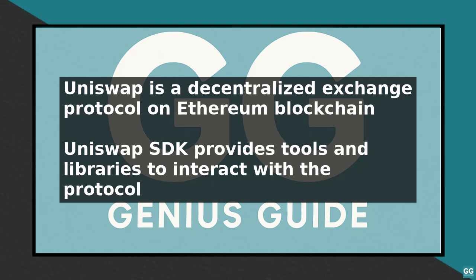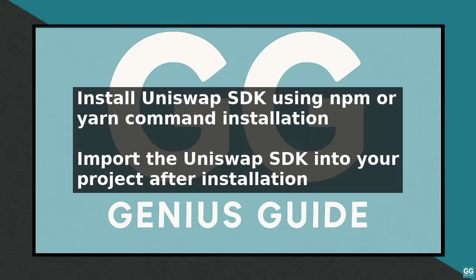You can install the Uniswap SDK using npm or yarn by running the command npm install Uniswap SDK or yarn add Uniswap SDK. Once installed, you can import the Uniswap SDK into your project.